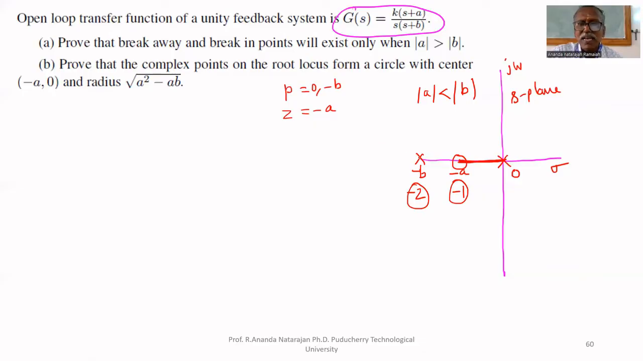But after minus B, if you select any point up to minus infinity, it is part of root locus. This is root locus. This is also root locus. One branch will end at 0, another one will end at infinity. That's all. Root locus is over.